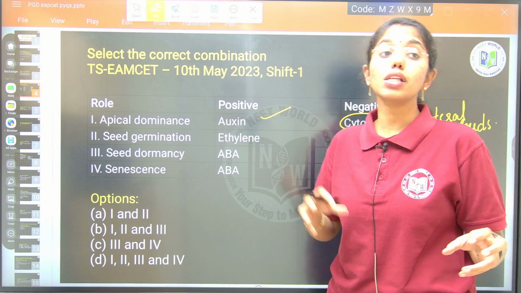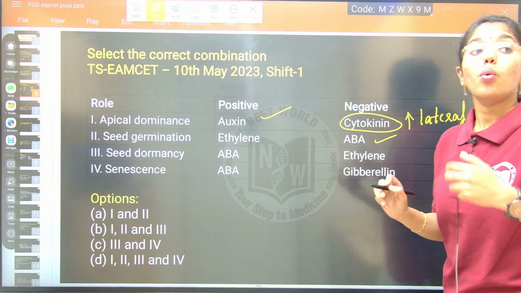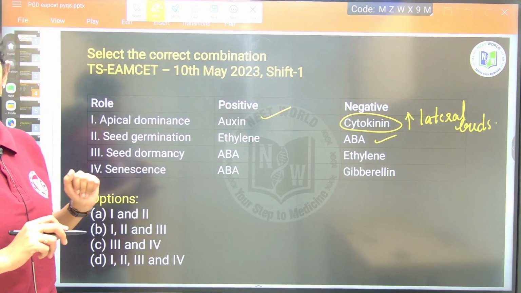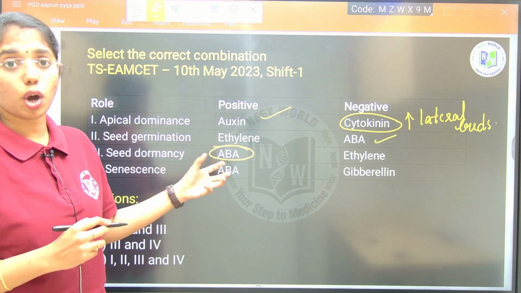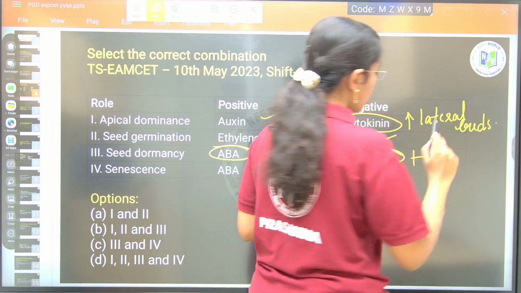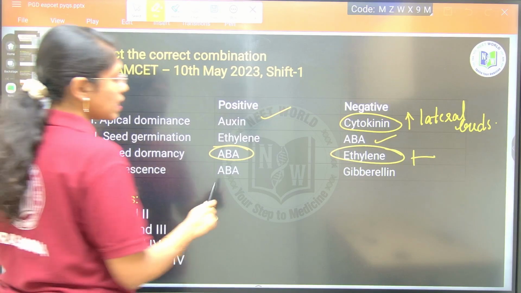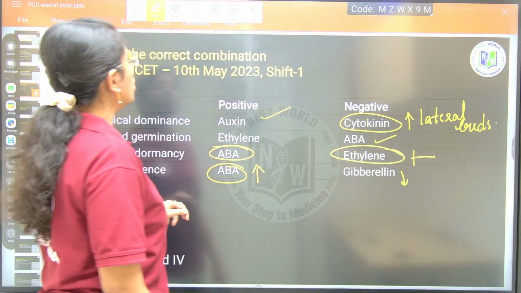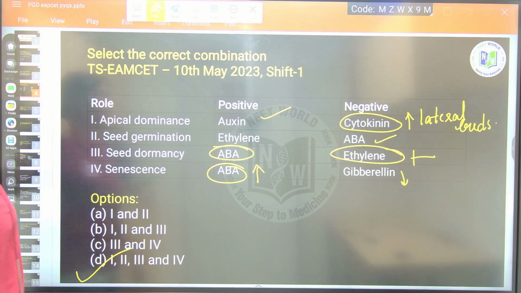After gibberellic acid, it is ethylene which promotes the seed germination, whereas abscisic acid promotes seed dormancy. So the correct combinations will be all the four. All the four combinations are correct.